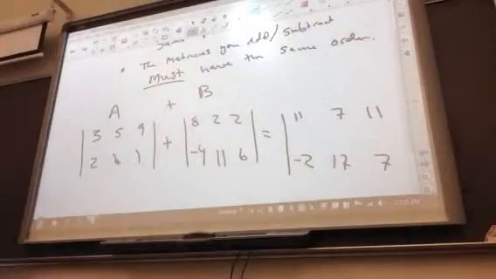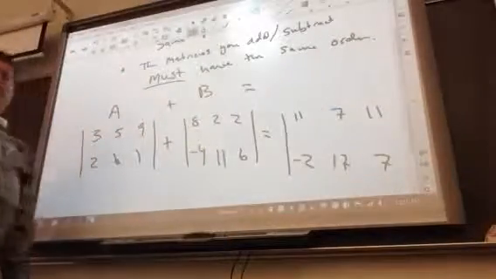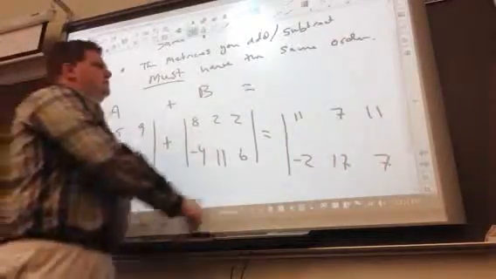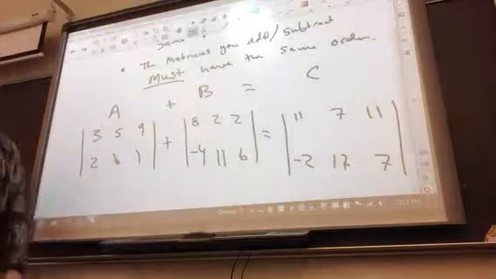And there you have it. That's really all there is to the addition. That becomes matrix C. We could call that matrix C if we want to.